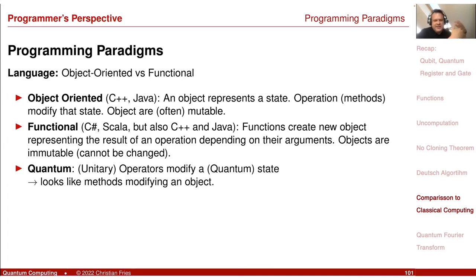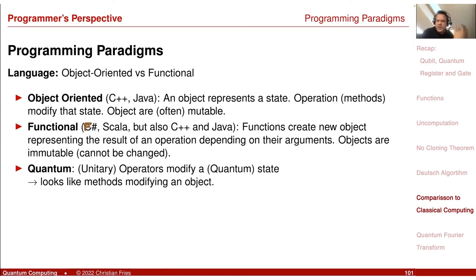I mean, there are also frameworks where you have object functional, where the objects are not mutated, but in object-oriented programming you have methods that modify an object. Then you have functional programming, and maybe I should write here F sharp and C sharp on the top. That's also maybe a small typo. That should be here an F sharp. Then you have functional languages like F sharp, Scala, but you also find these concepts in C++ and Java. I mean, you can do functional programming also in other languages, where functions always create a new object. So objects do not change. Objects are inputs to creating new objects.